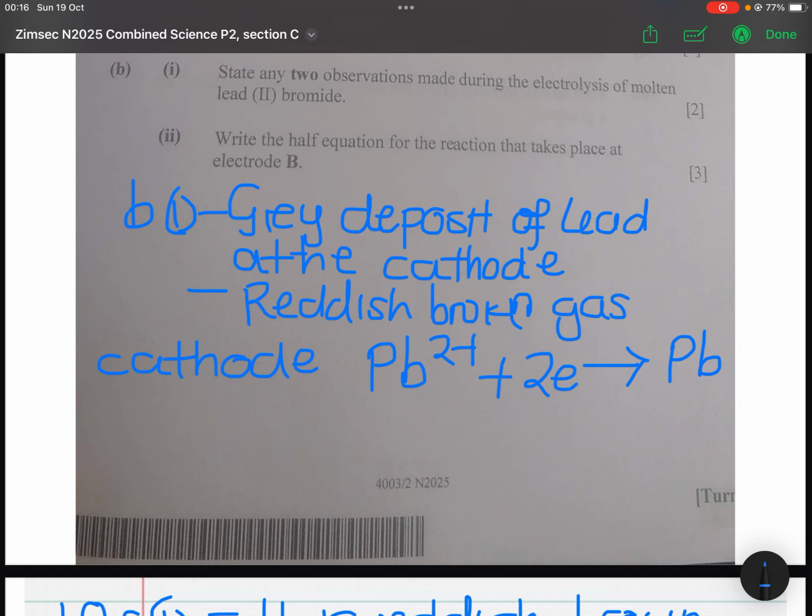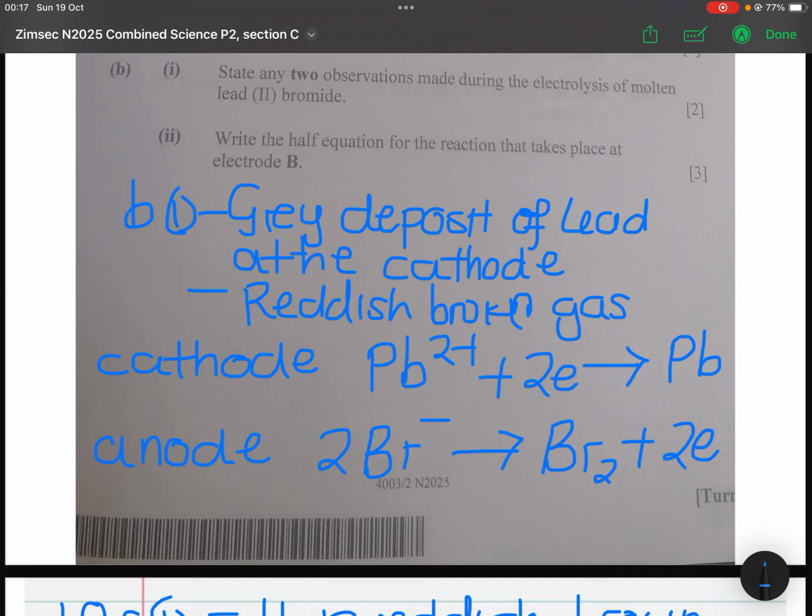And also, as we are doing our revision, we need to know what happens at the anode. This is the half equation at the anode. Here we are going to see oxidation. Oxidation is the loss of electrons. So when we are writing our equation, we write it like this, so that we have bromine gas plus 2 electrons. So these are the half equations that occur at the cathode and at the anode.